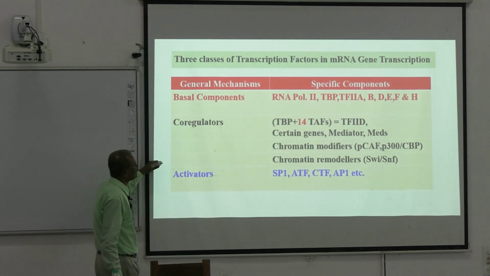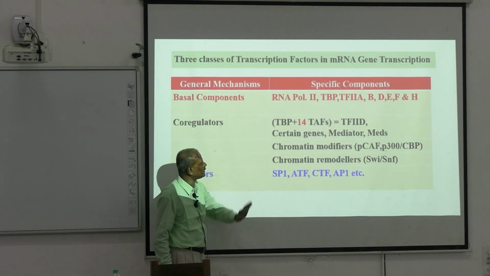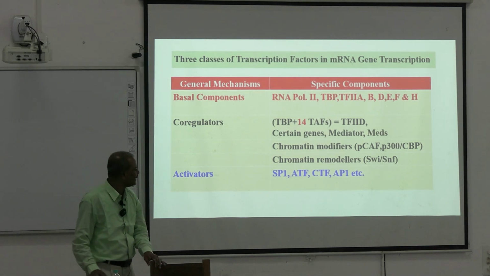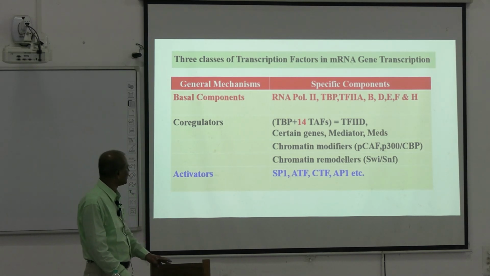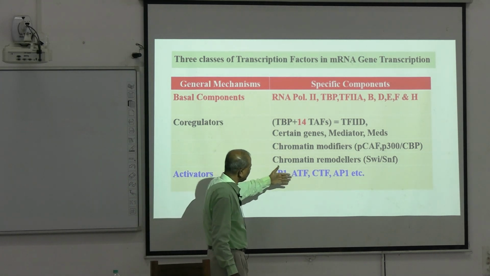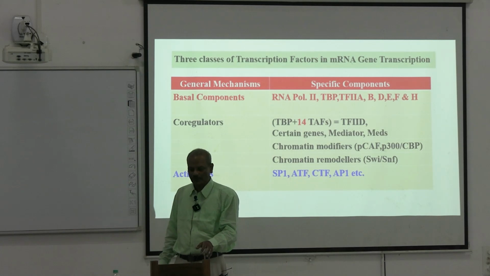Now, co-regulators: this TF2D is basically TBP plus TAFs, 14 TFs. There are certain genes, mediators, and activators like SP1, which means special protein 1. There is ATF, CTF, and there are associated proteins also, AP1.